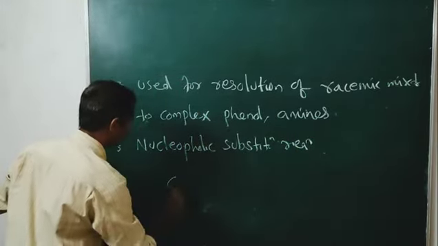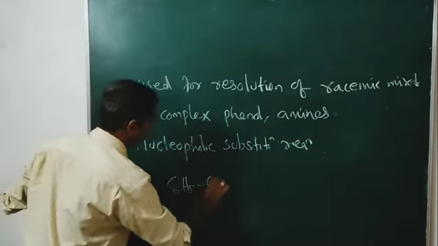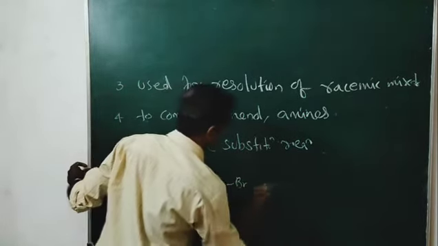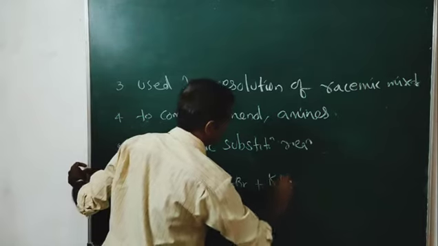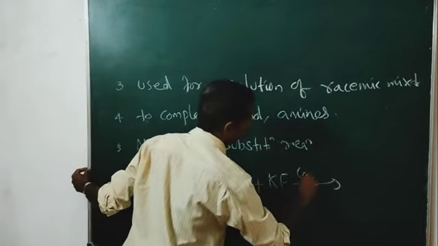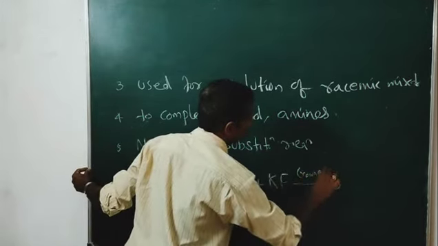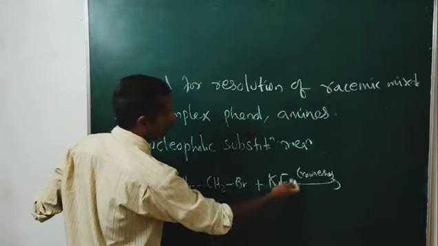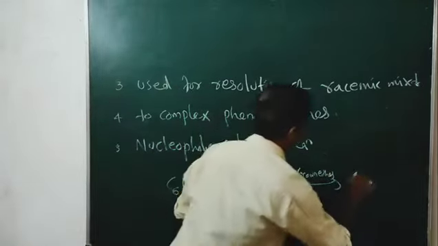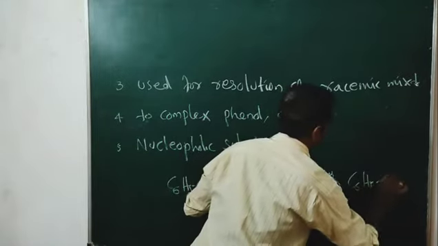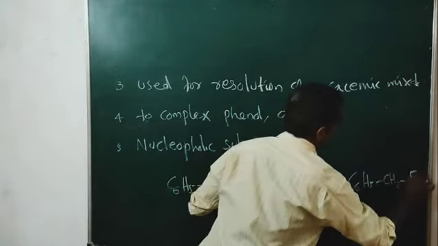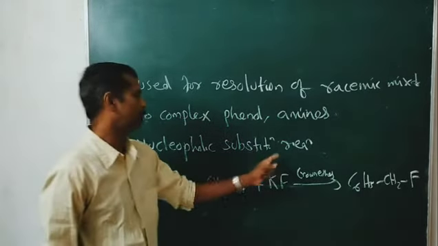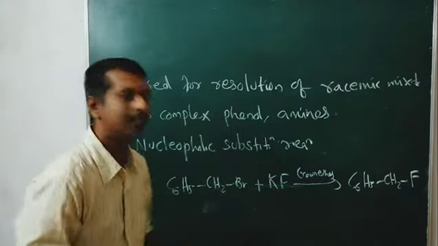Look at here, C6H5CH2Br plus KF in presence of crown ether. You can see that this Br, this nucleophile, is immediately substituted with fluorine, giving C6H5CH2F. So this is a nucleophilic substitution reaction. So crown ether is used for the nucleophilic substitution reaction.